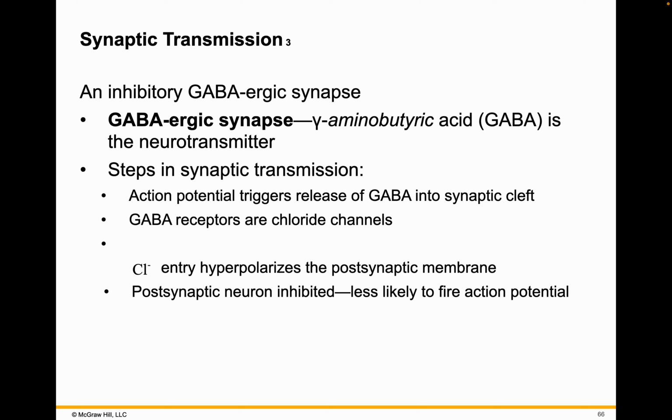In a GABA synapse, we have an action potential triggering the release of GABA into the synaptic cleft. The GABA receptors are chloride channels. Chloride will enter, and that's got a negative charge, and it will hyperpolarize the postsynaptic membrane. And therefore, the postsynaptic neuron will be inhibited. It's less likely to fire because it's less likely to reach its action potential or its local potential.